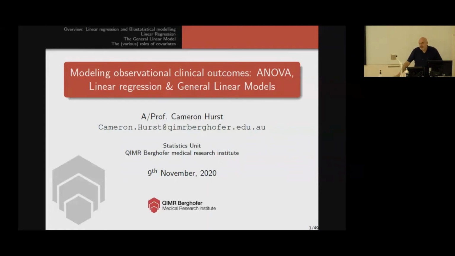This is the third lecture in a series of 6. And today what I'm going to talk about is modelling continuous clinical outcomes. In fact, I'm going to cover the general linear model, which I guess most people might know as linear regression and ANOVA. I'll explain the subtle differences between those terms in a minute.